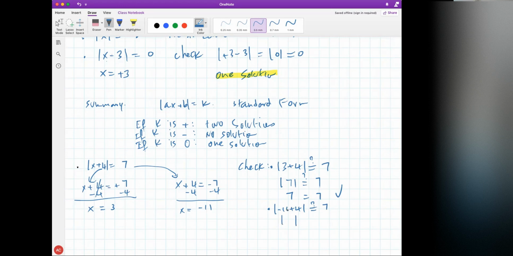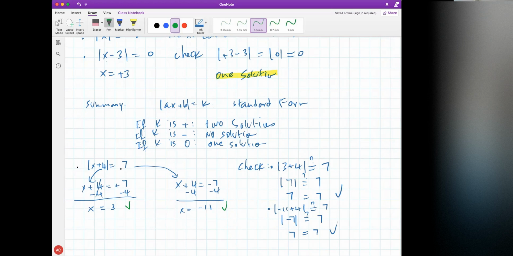What's negative 11 plus 4? Negative 7. We're going to say, is it equal to 7? Back here, the absolute value of negative 7 is 7. So both are correct. We checked both solutions, so they both work.